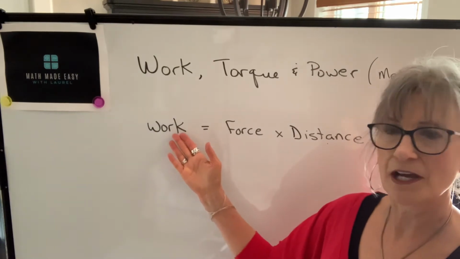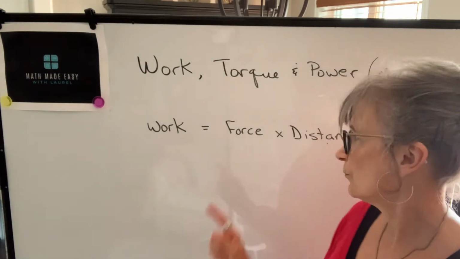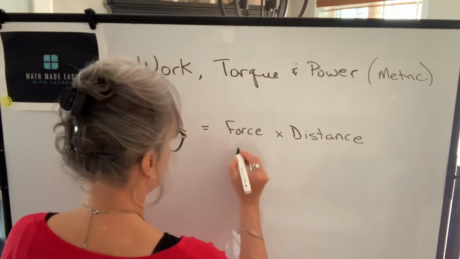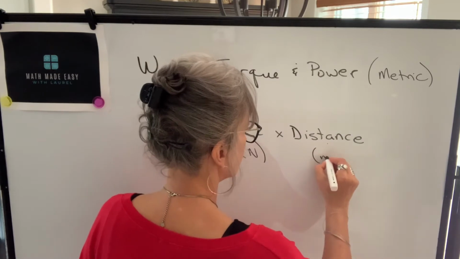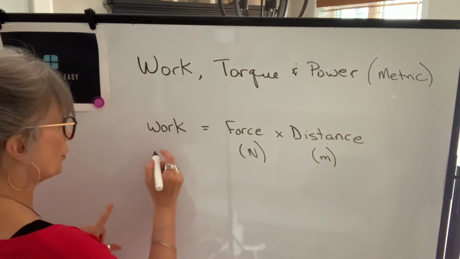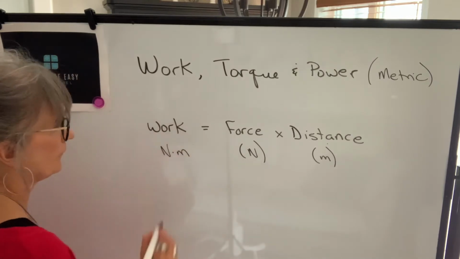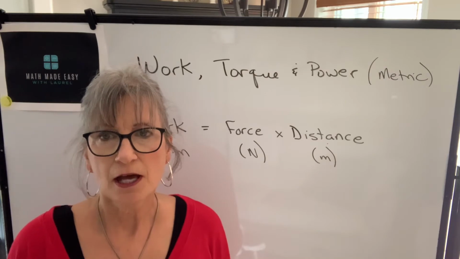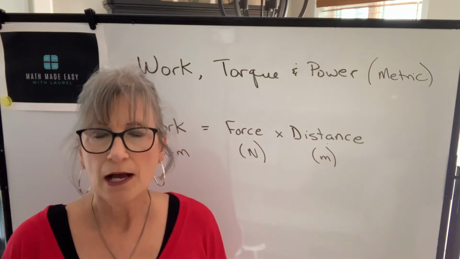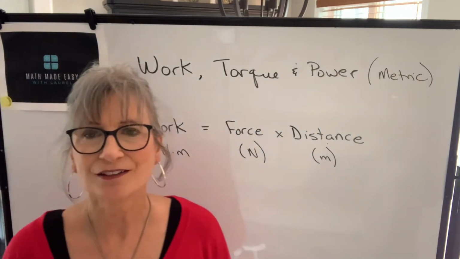Work is still defined as force times distance, but now you're going to be measuring force in newtons. Distance should be in meters, and then work will be in Newton meters. You may also see joules used as the unit. A Newton meter is equivalent to a joule. I'll leave it as Newton meters just because I think it's easier to understand.